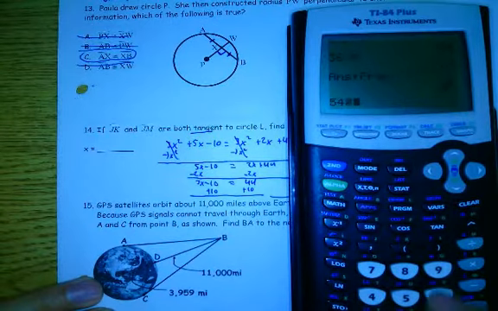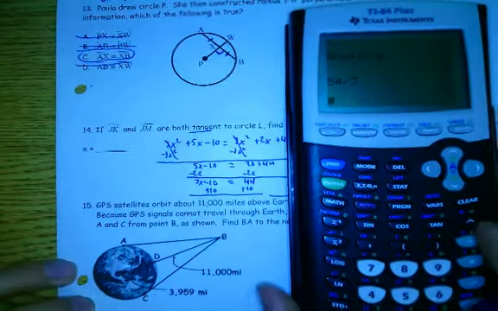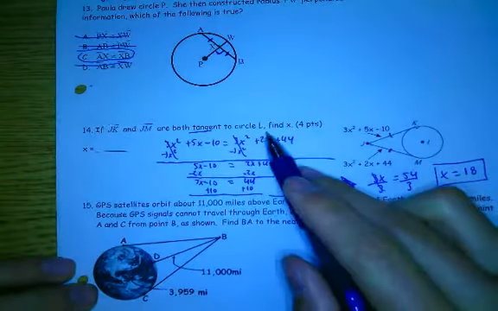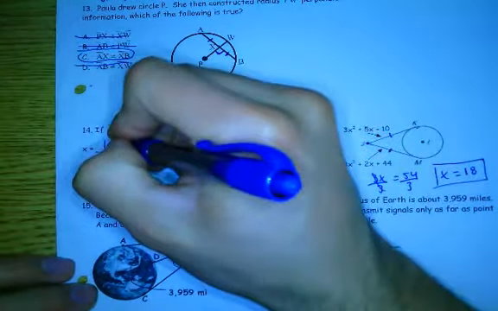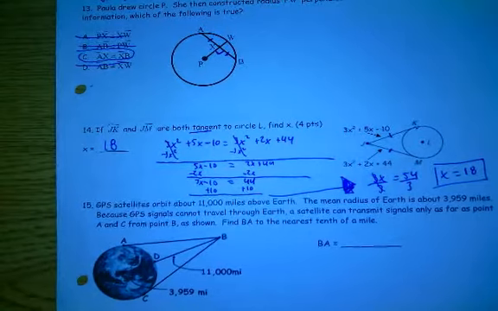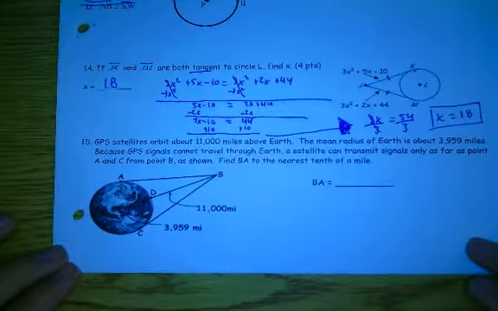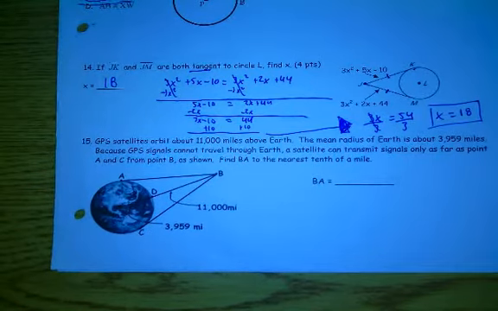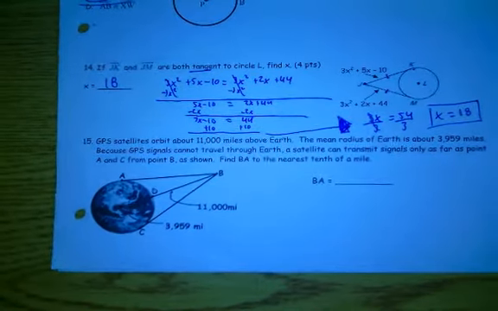Alright, 15. GPS satellites orbit around 1,100 miles above Earth. The mean radius of the Earth is about 3959 miles. Because GPS signals cannot travel through Earth, a satellite can transmit signals only as far as point A and C from point B, as shown. Find BA to the nearest tenth of a mile.